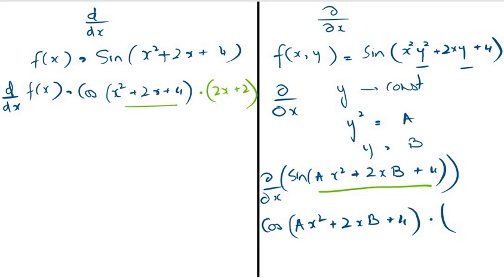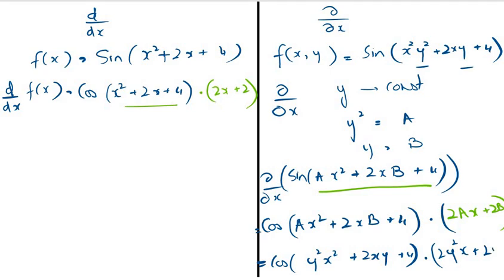So the derivative of ax squared plus 2xb plus 4 is 2ax plus 2b. That's the final answer, but we need to substitute a and b and get the y's back. So that is equal to cos of y squared x squared plus 2xy plus 4, multiplied by 2y squared x plus 2y. That's the answer. Let's do one more question.